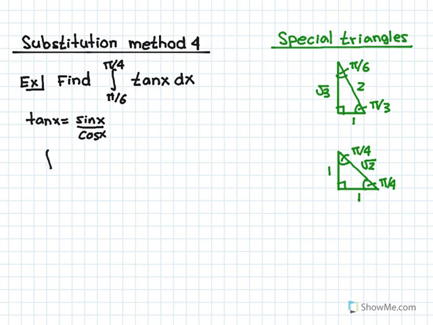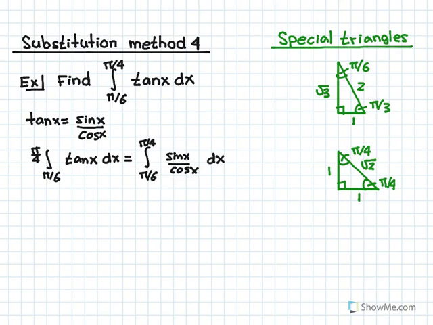So we have the integral from pi over 6 to pi over 4 of tan x dx. This is equal to the integral from pi over 6 to pi over 4 of sin x over cos x dx. Now, when we usually solve these questions, we let u be the inside function, but here there is no inside function. So we have to think about it.